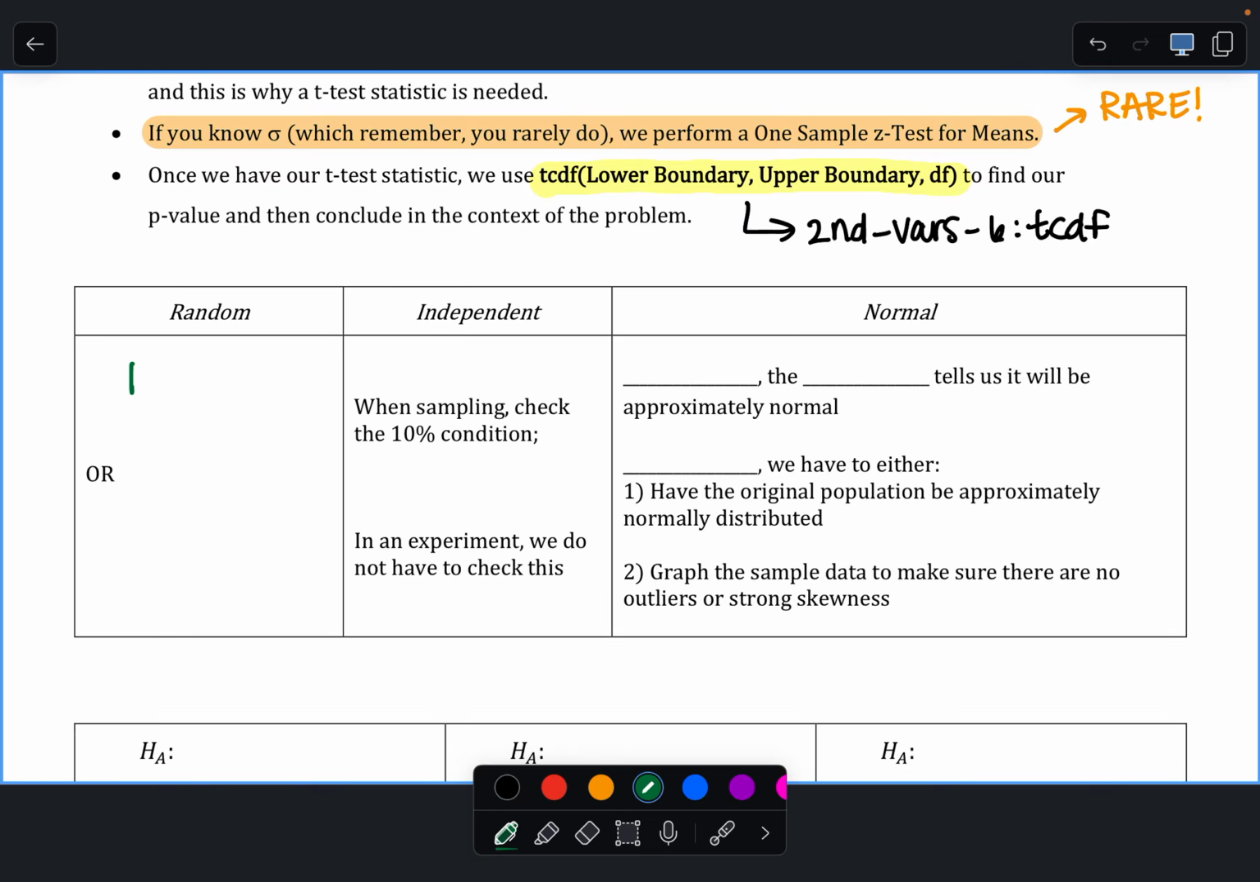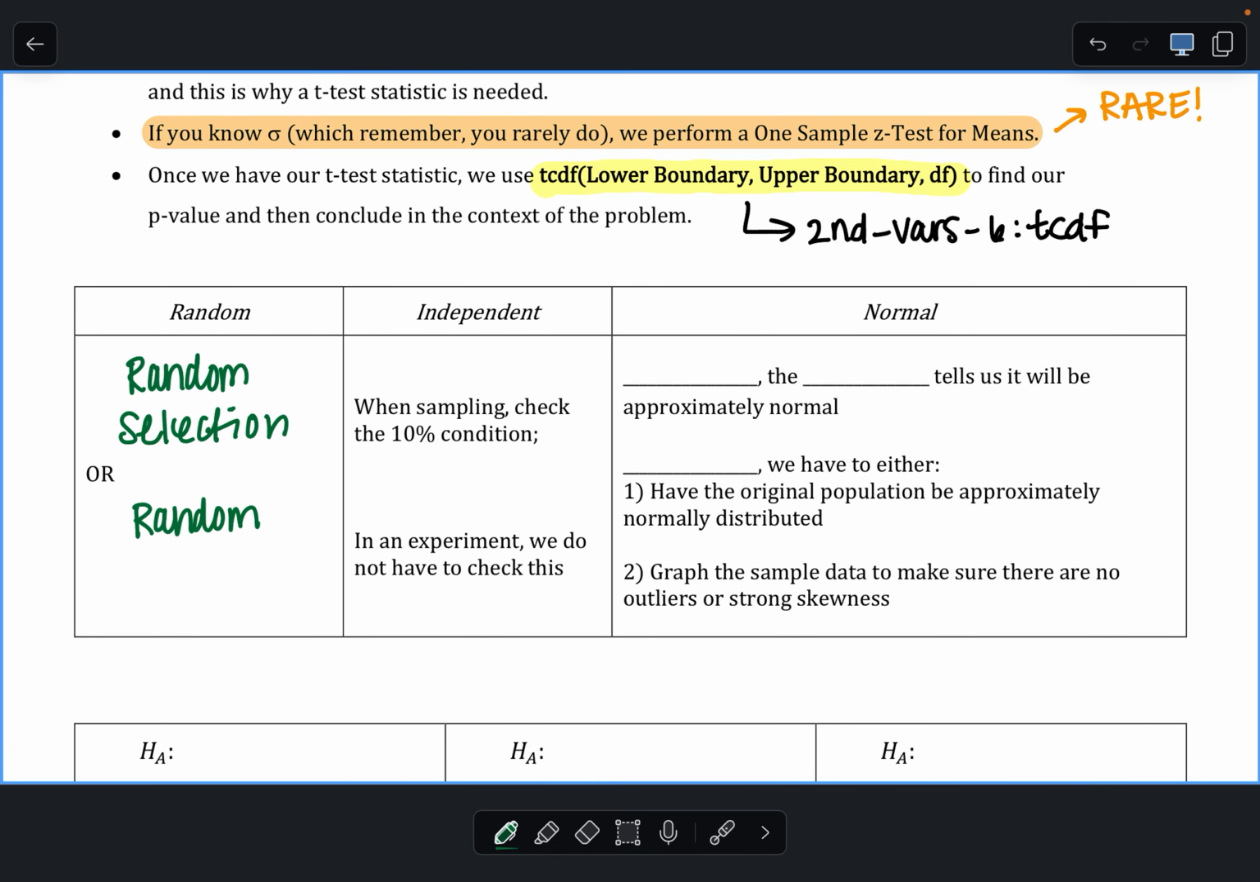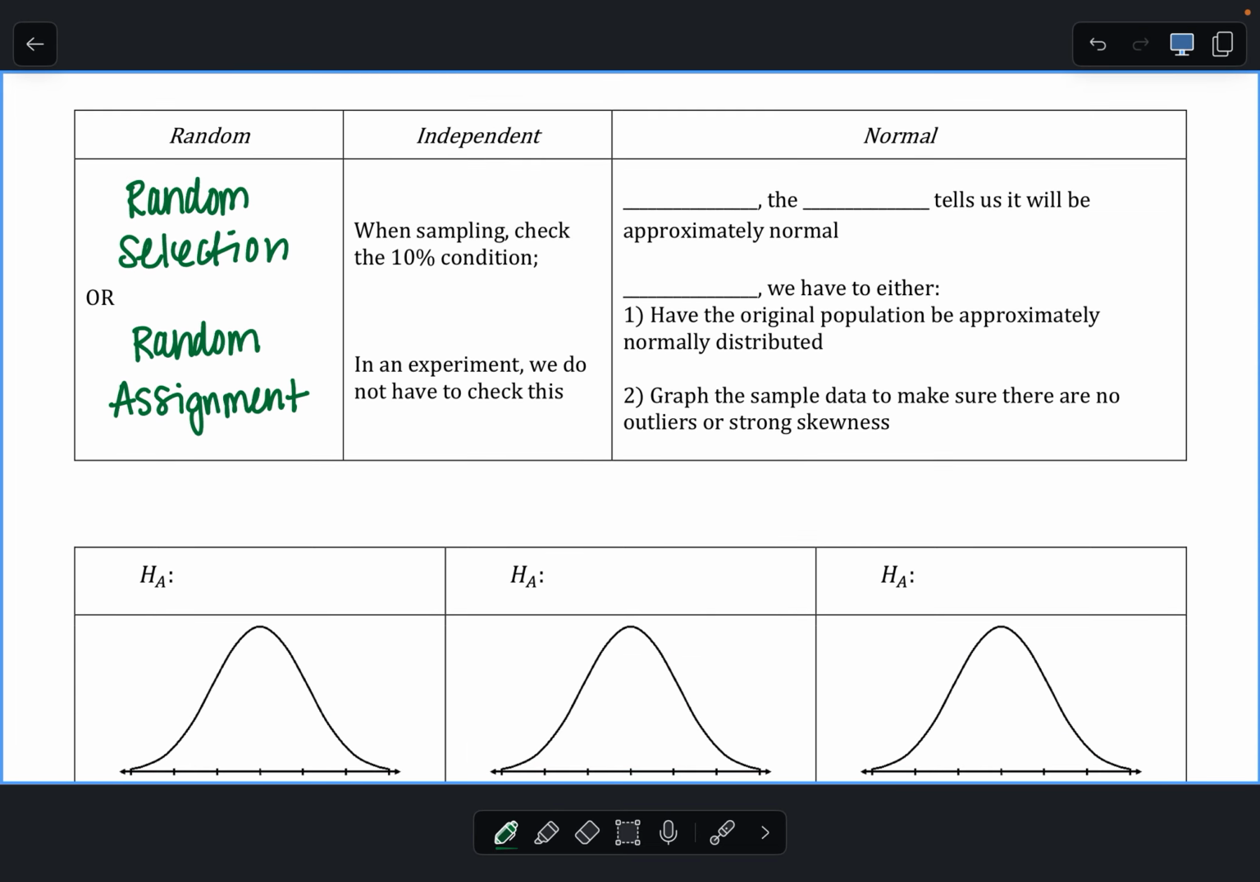So 3 conditions. We have random. We can either have random selection, which I will say is a lot less popular in quantitative data. It happens, but oftentimes you'll be dealing with experiments, and instead of having random selection from the population, you are dealing with volunteers, and the volunteers are not randomly selected. So a lot of the time in the experiment itself, you have to go in and randomly assign either them to a treatment, or you have to randomly assign the order of the treatments if you're doing something like matched pairs.